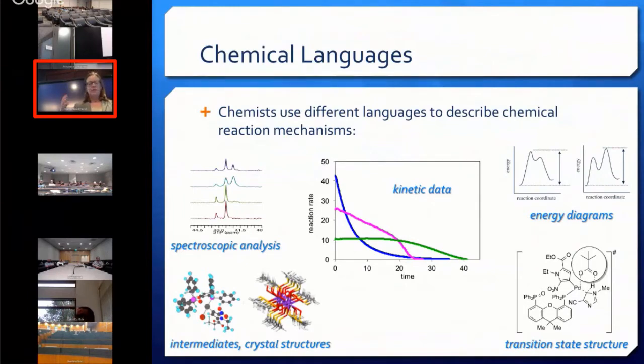You might be someone who does a lot of spectroscopy and tries to understand your reaction through spectroscopy. You might be a computational chemist and you look for transition states, or you draw energy diagrams. Or you might be someone that likes to crystallize an intermediate or find some other way to characterize intermediates. And another language that I think is underutilized in organic reactions is kinetics. Kinetics is another way of describing what's happening in a catalytic reaction.